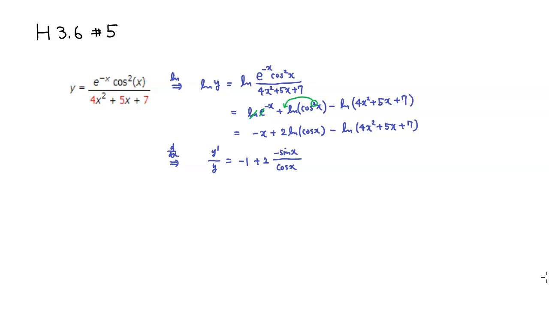Minus the derivative of that: whatever is inside the natural log, put it on the bottom, so 4x squared plus 5x plus 7. And take the derivative of that and put it on top. The derivative of 4x squared is 8x, and the derivative of 5x is just 5. The last step is, since we're interested in just y prime, we need to multiply through by y. That will isolate y prime.